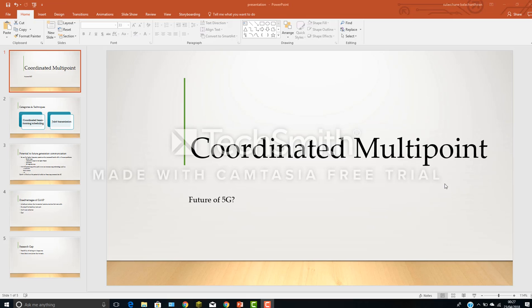This is for the CSY 3021 Wireless and Advanced Technologies. My name is Roshan Balchandran and today I'm presenting my topic, which is coordinated multipoint. So, as a brief introduction, what is coordinated multipoint?